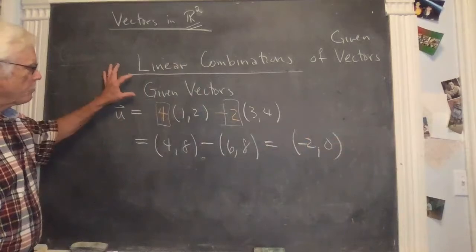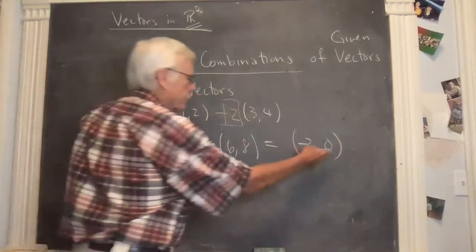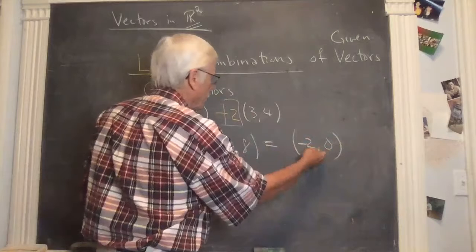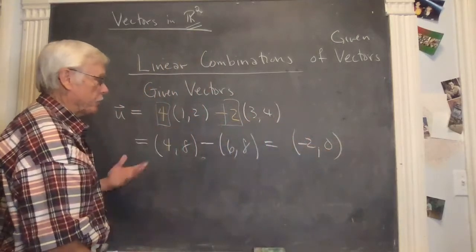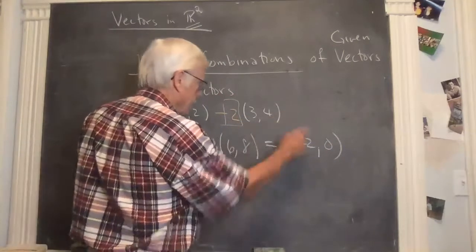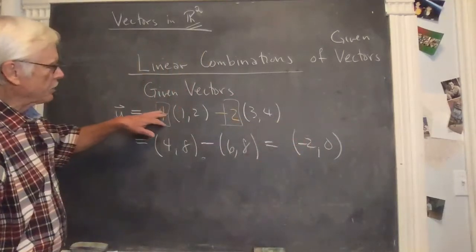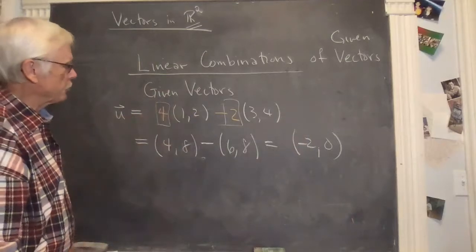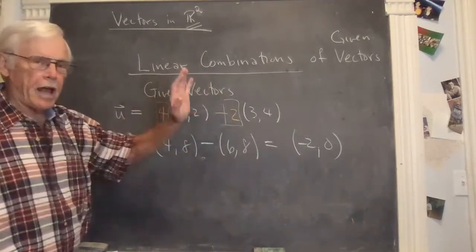A linear combination of 1, 2, and 3, 4 is the vector -2, 0. So -2, 0 is a linear combination of the first two vectors of the given vectors. How do you know? 4 times the first minus 2 times the second gives you that vector. And any time you take a linear combination of these two vectors, it means you scale the first, you scale the second, and add them up.